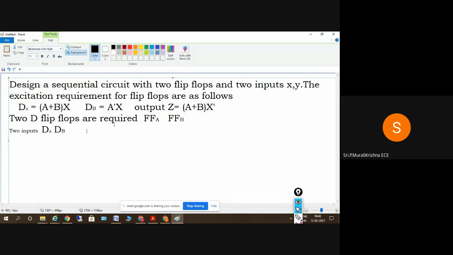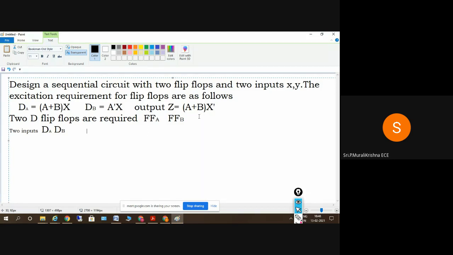So the present states are nothing but AB, because here we are given DA, A plus B values. So these are the outputs of the two flip flops. The A flip flop has the output A, the B flip flop has the output B. If I want the next state, I'll name it A of t plus 1 or B of t plus 1 here. Now what we can draw here: we have two inputs X and Y, and these are the equations, and we have the Z value of A plus B into X bar here.